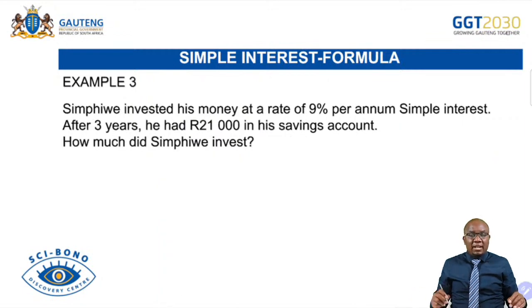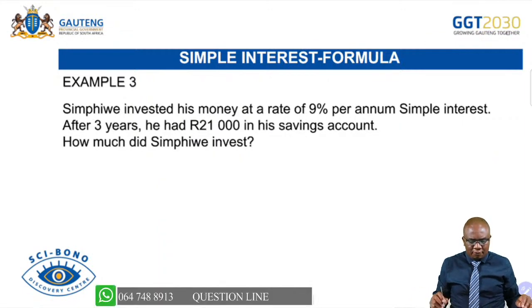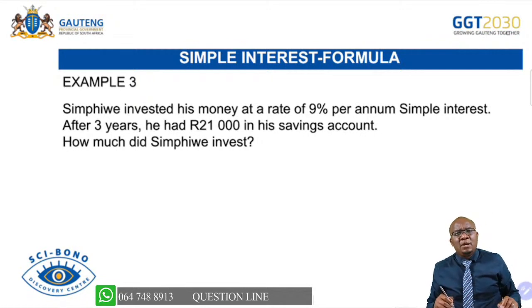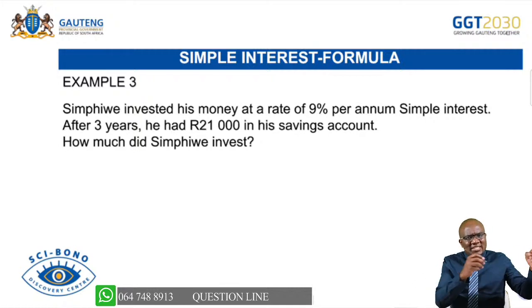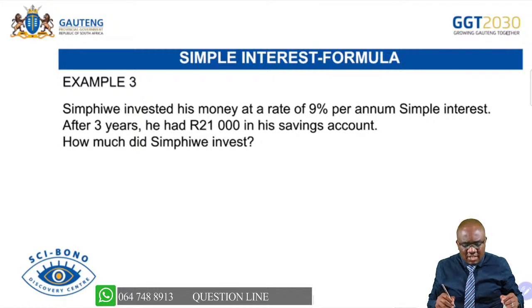Now, I'm not going to give you a break because time is moving fast. Simpiwe invested his money at a rate of 9% per annum, simple interest. After 3 years, he had 21,000 in his savings account. How much did Simpiwe invest? What are we looking for here, grade 11s? Are we looking for A? Are we looking for P? Are we looking for n? Are we looking for i? What did he invest?